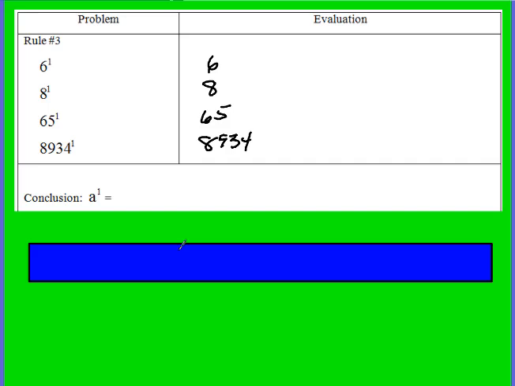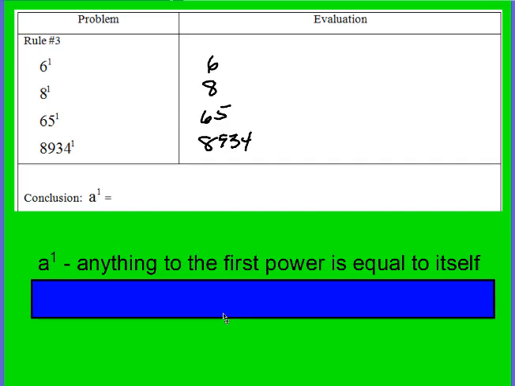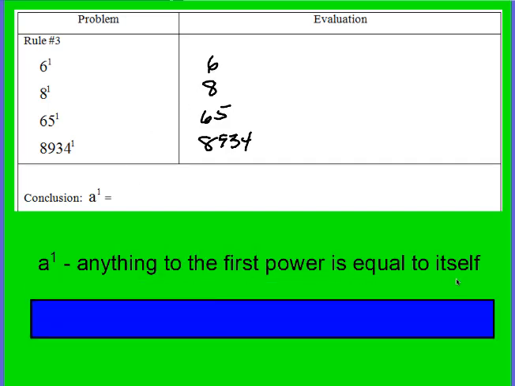So if we go back to that first one, it says, a to the nth was, take your base and write it down however many times n says, and multiply those together. Well, how many times does it say to write this one down? It says to write it down only 1 time. So that's why anything to the first power is equal to itself. Anything to the first is equal to itself.